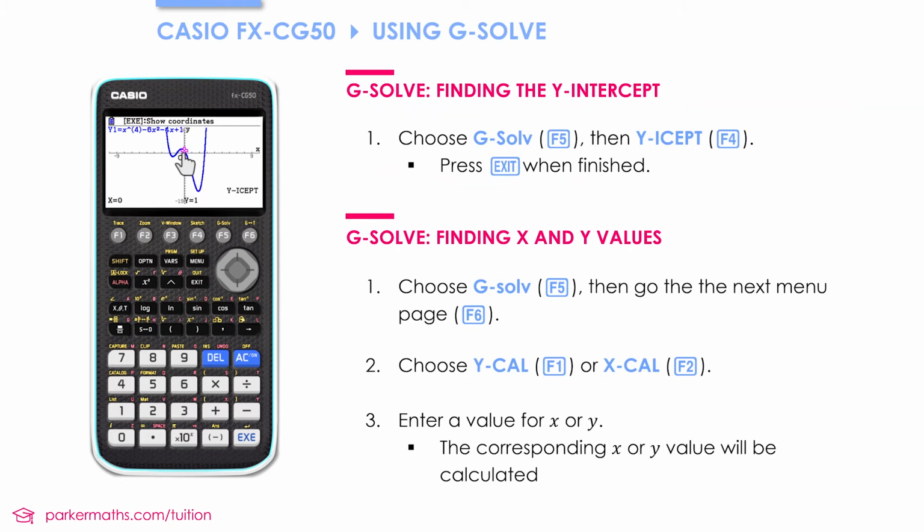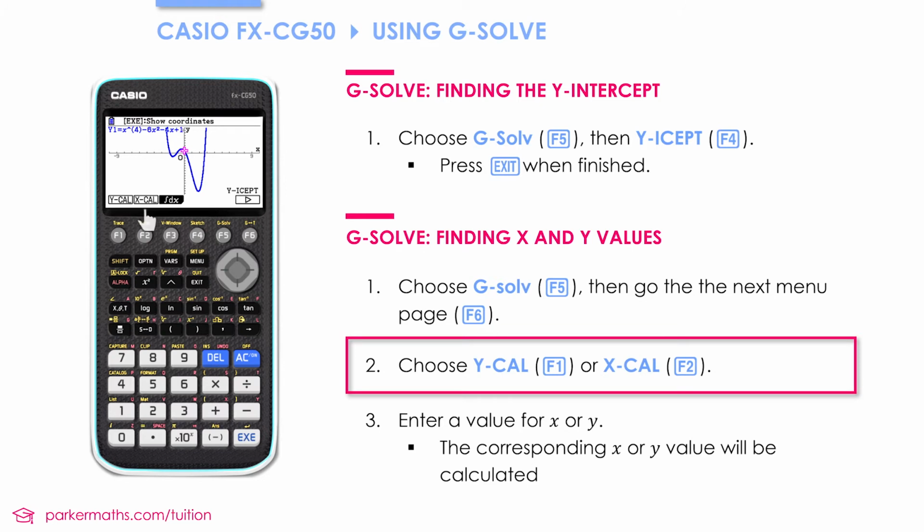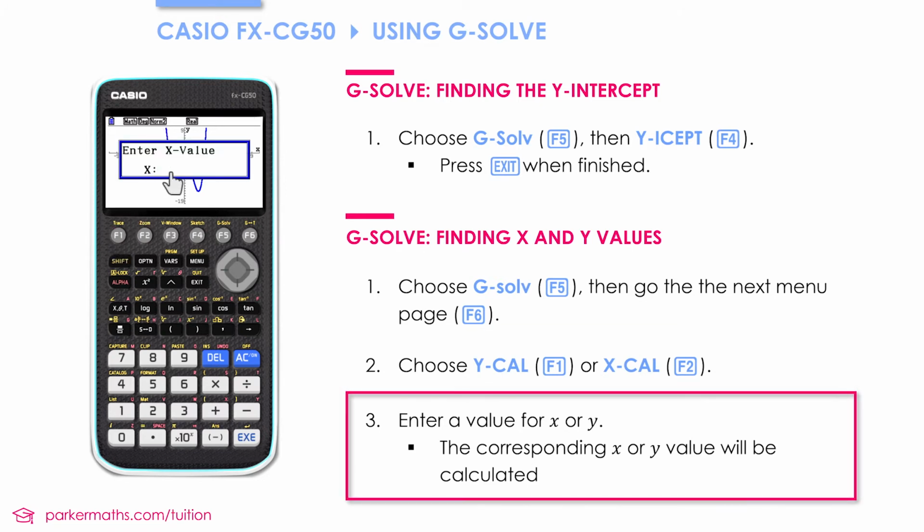We can also use gsolve to find specific points on the curve. For example, if we go gsolve and then to the next menu by pressing F6, we get options for ycal and xcal. If I press ycal, it allows me to enter an x value, for example 3, and it will calculate the y value at x equals 3. In this case, y equals 16.